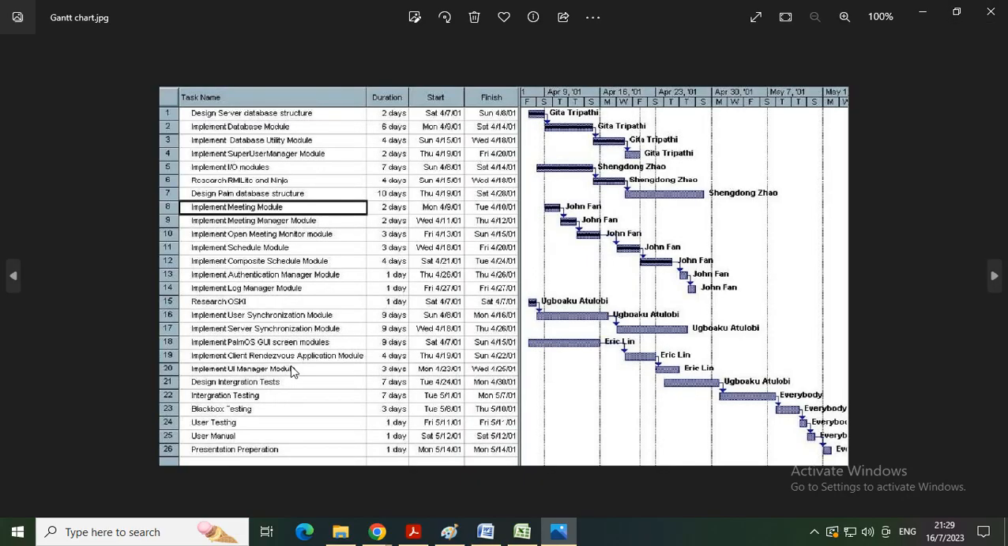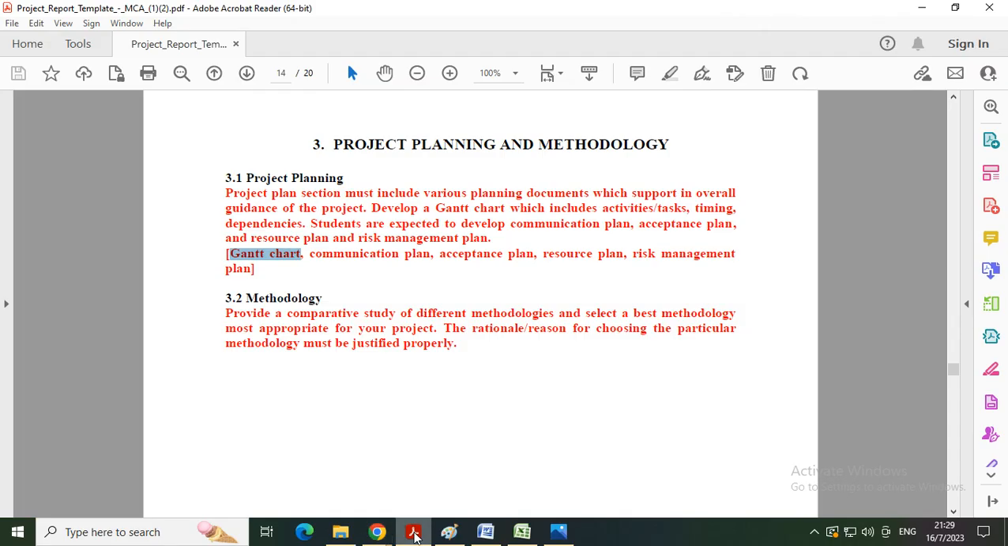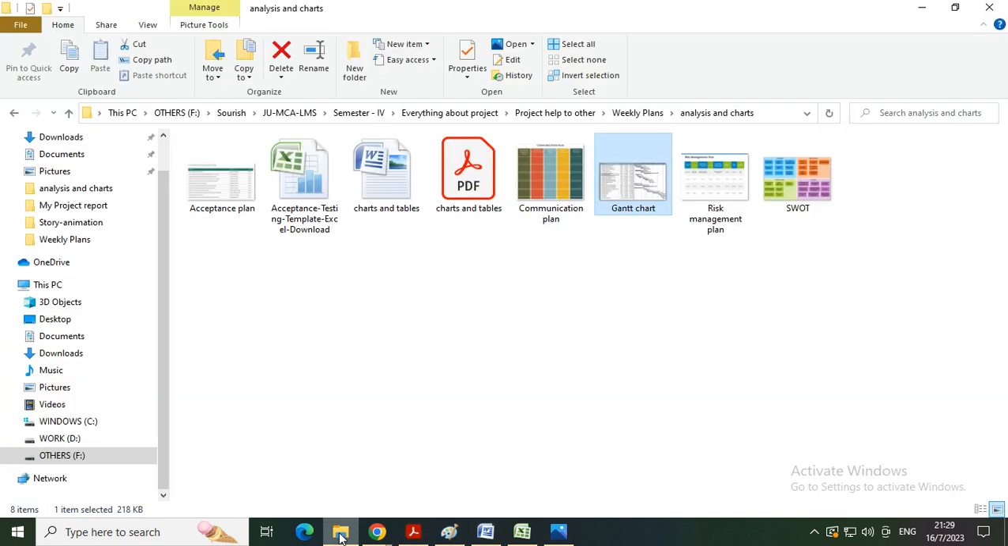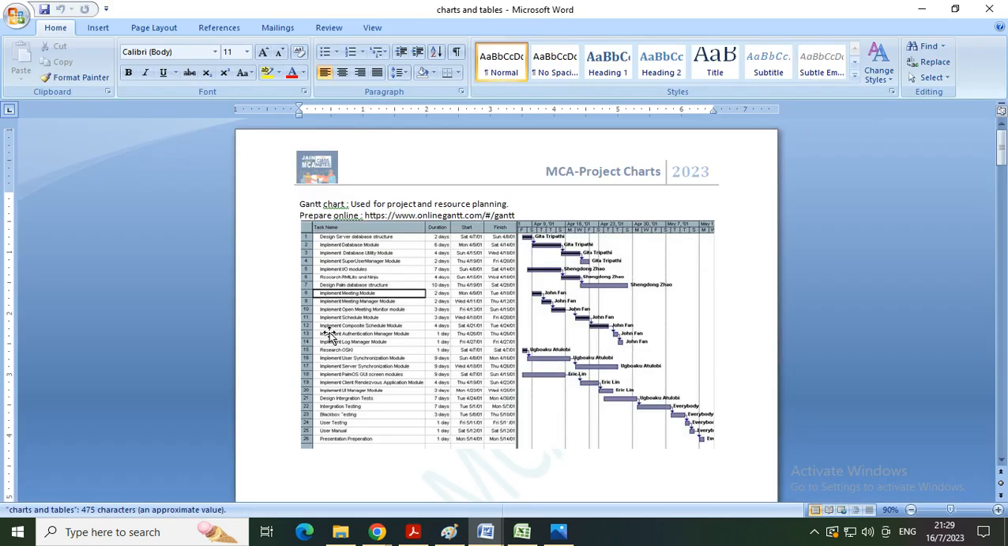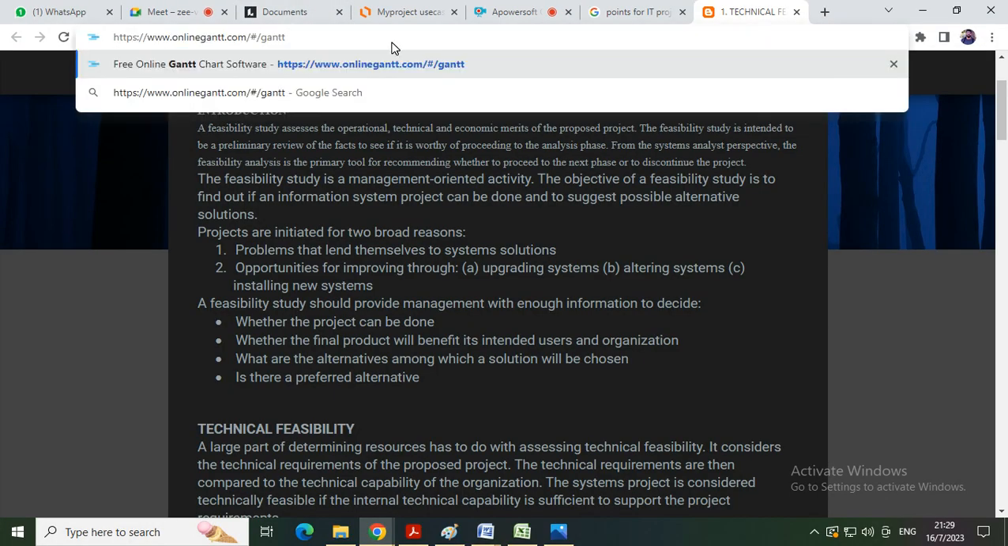You can see this is a Gantt chart. I have already supplied a link to prepare the Gantt chart. So where is the link? This is the link. Prepare online Gantt chart. And it's very simple. Quickly you can prepare your project's Gantt chart for this.